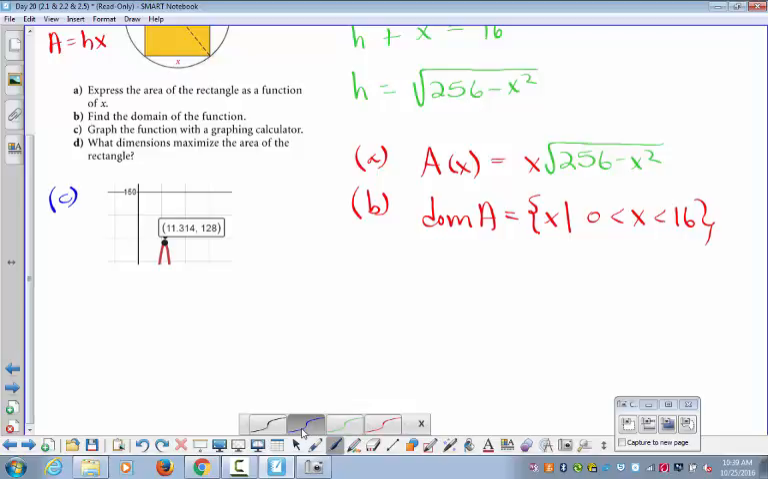There's part C, part D. X equals, let's just go to 3 decimal places since that's what it did. And then the height, we would plug it into that function. Oh, I didn't bring my calculator. So somebody type in 256 minus 11.314 squared and take the square root. Tell me what you get.